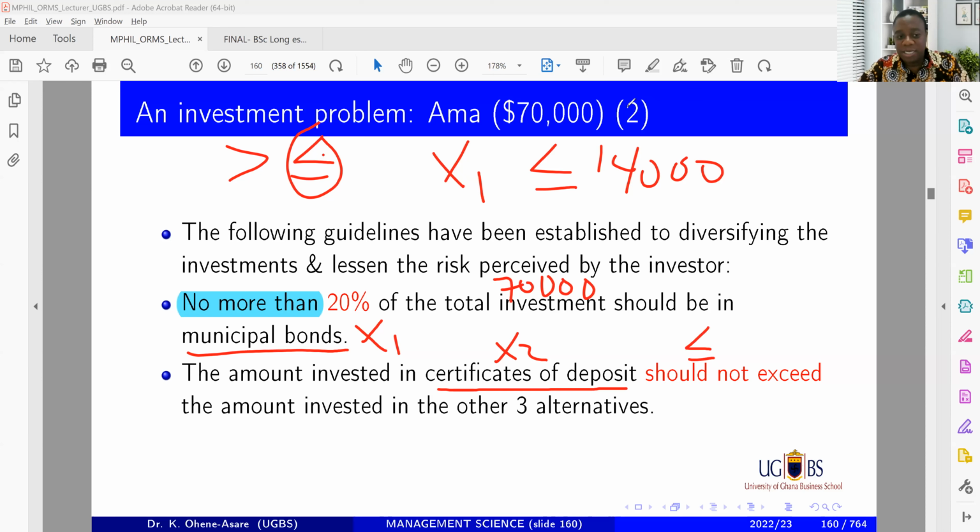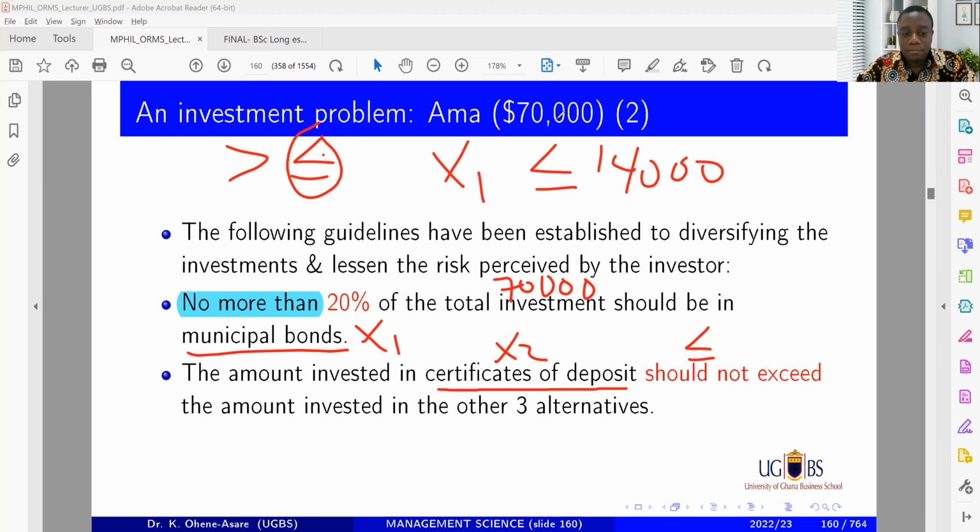So you've gotten some symbols here. Now it says that amount invested in X2 should not exceed the amount invested in the other three alternatives. What do we mean by the other three alternatives? The other three alternatives are represented by X1, X3, and X4. What should we do with it? Multiply, divide, subtract, or add? We add them together. Why add?